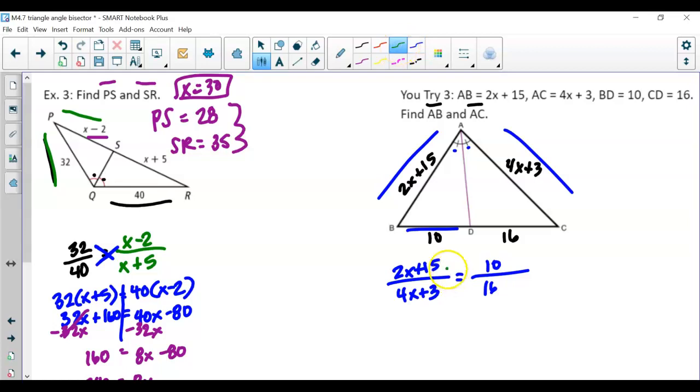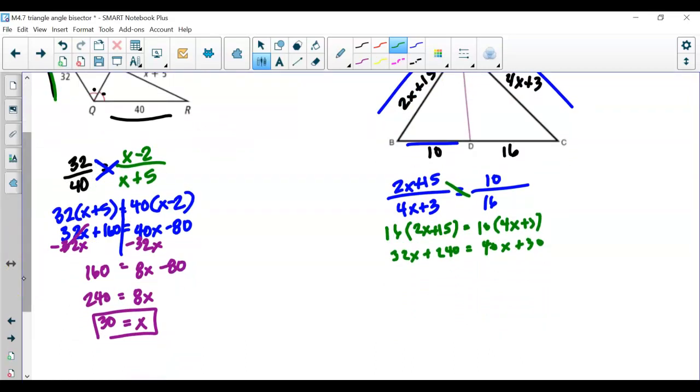So now here I've got 16 times 2x plus 15 is equal to 10 times 4x plus 3 here. So now as we distribute, you've got 32x plus 240 is equal to 40x plus 30. Now we're going to go through and solve our multi-step here. So I'm going to gather my variables and subtract 32x. So subtract 32x here. You now have 240 is equal to 8x plus 30.